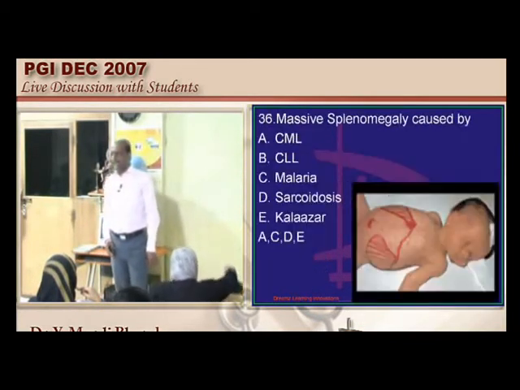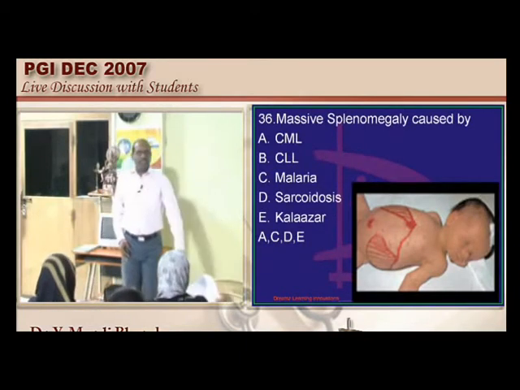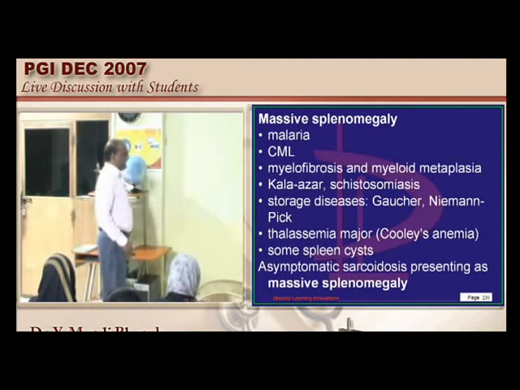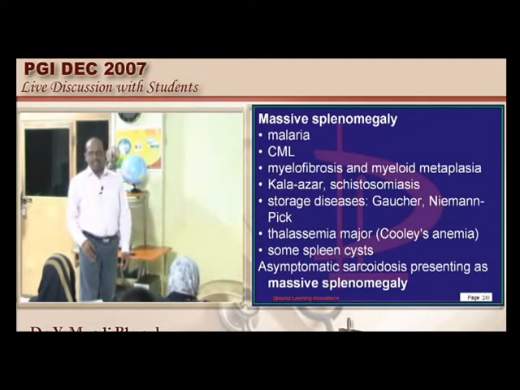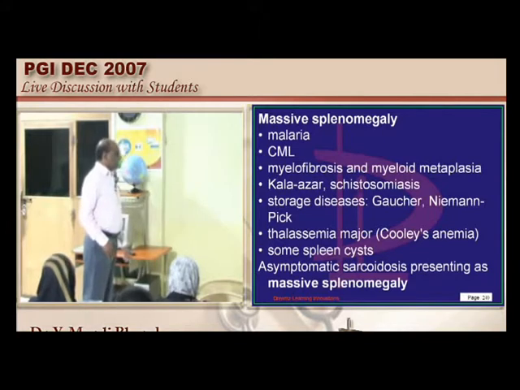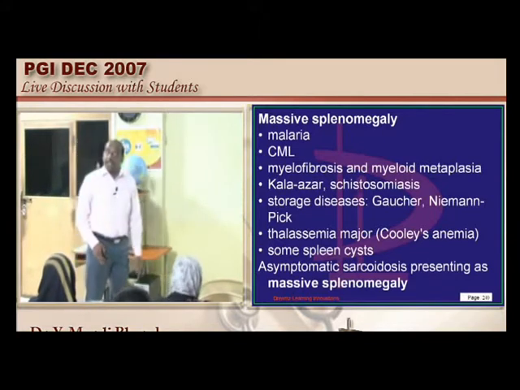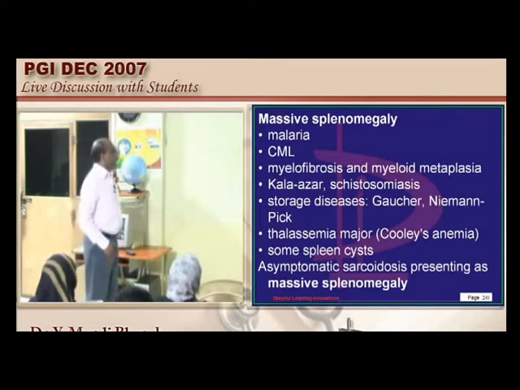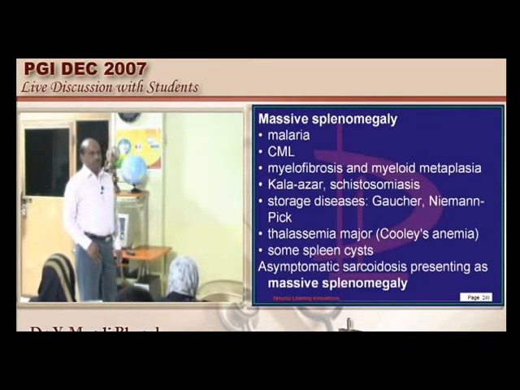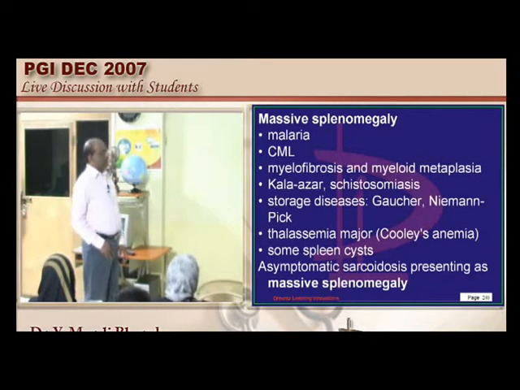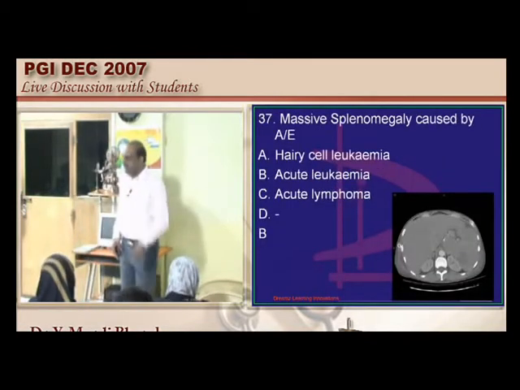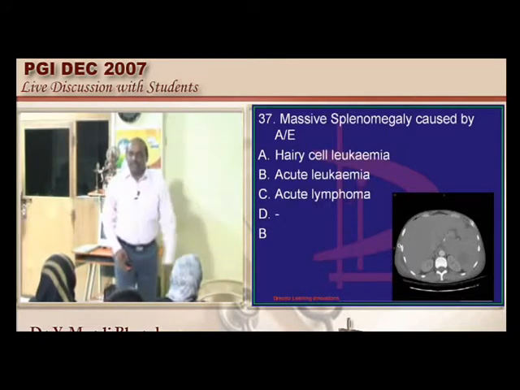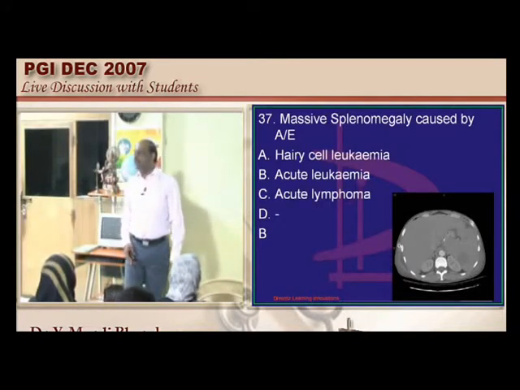Massive splenomegaly. What are all the situations where you come across? Malaria, CML, myelofibrosis, myeloid metaplasia, Kala-Azar, schistosomiasis, Gaucher, Niemann-Pick, Cooley's anemia, asymptomatic sarcoidosis also sometimes can lead to the development of splenomegaly. So that is the reason you must be sure what are all the causes for the development. Are there 2 questions about splenomegaly really? Good. Sometimes 5 questions will be there on the topic which we have ignored.